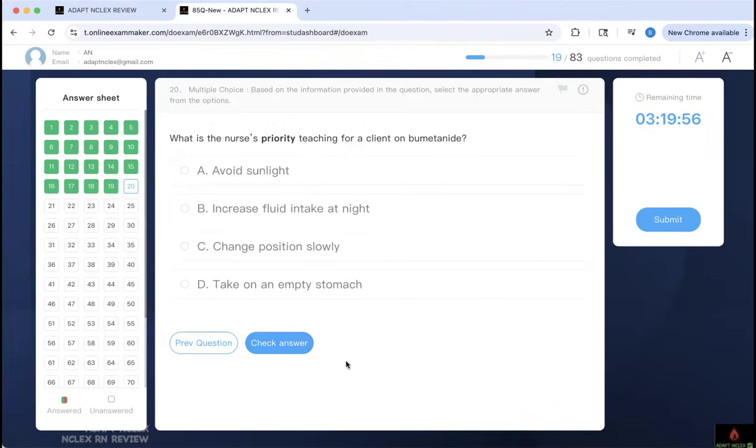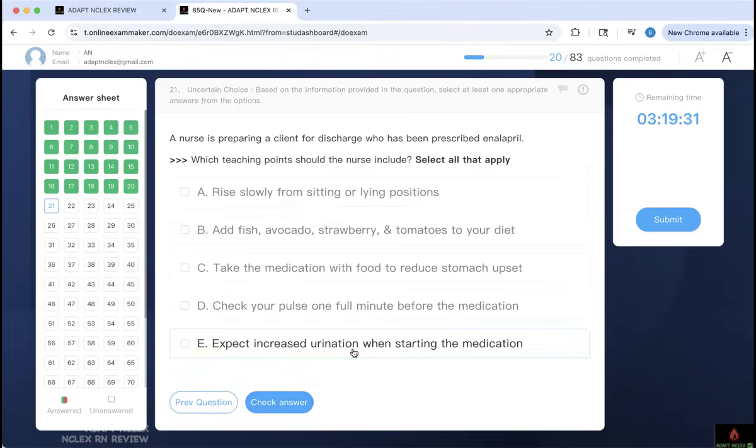Avoid sunlight, increase fluid intake at night, change position slightly and slowly, take on an empty stomach. I take bumetanide. What should I do? Which teaching is appropriate? What is it? Loop diuretic. We call that dehydration. Orthostatic hypotension is more important than photosensitivity. And therefore, changing position slowly is very important.